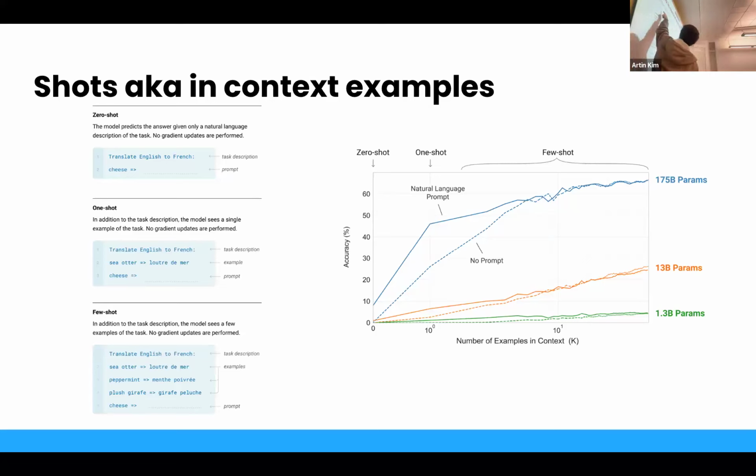So again, translate English to French, cheese to what? What is cheese in French? That's hard, it might be bad. That's zero shot. So that's this right here.